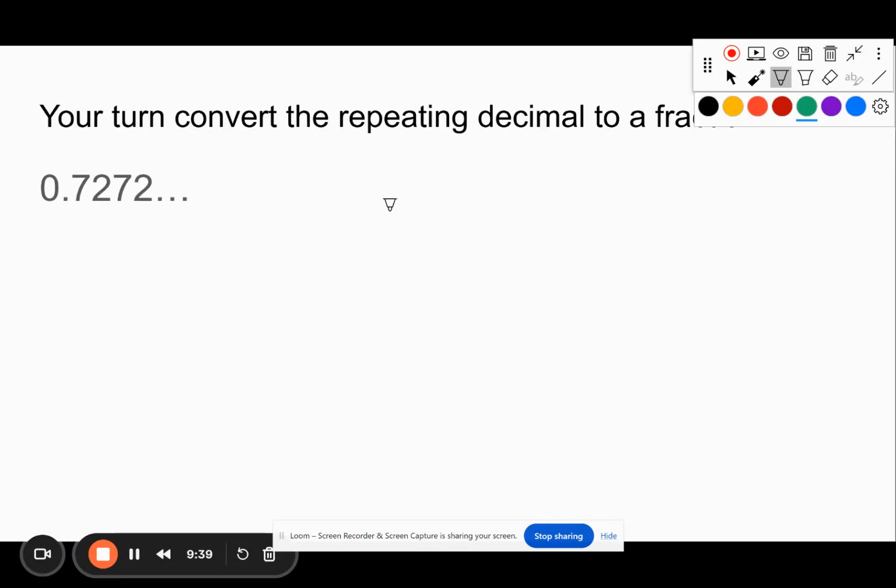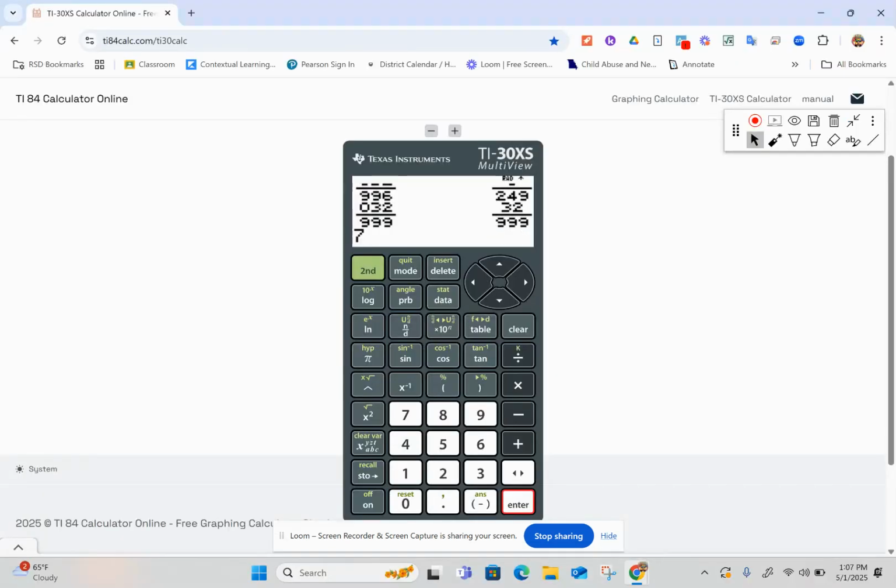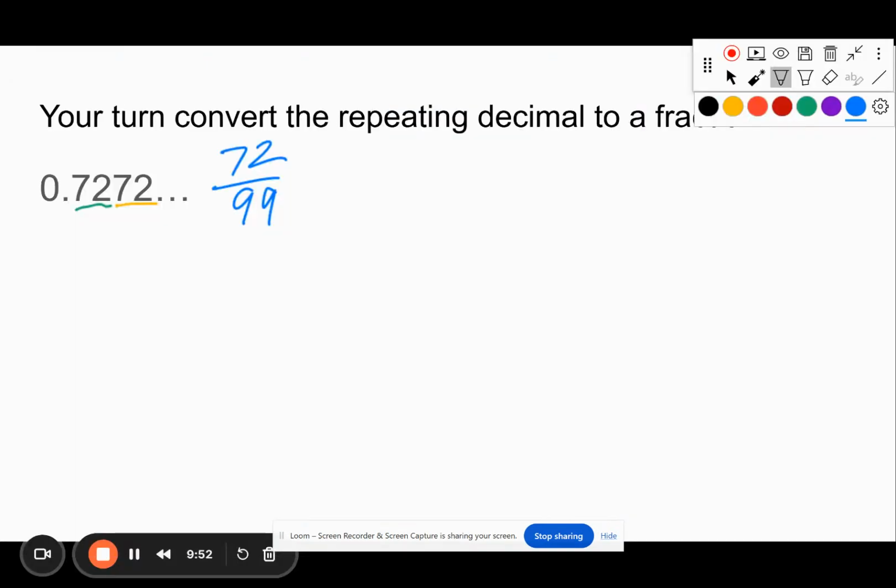So how many numbers are repeating? We have a 7 and a 2, and then a 7 and a 2. So 2 numbers are repeating. So 72/99. We're just going to check, is that in reduced form? 72/99. 8 over 11. So it will reduce, we would say this is 8 over 11. This is my answer, not 72 over 99.